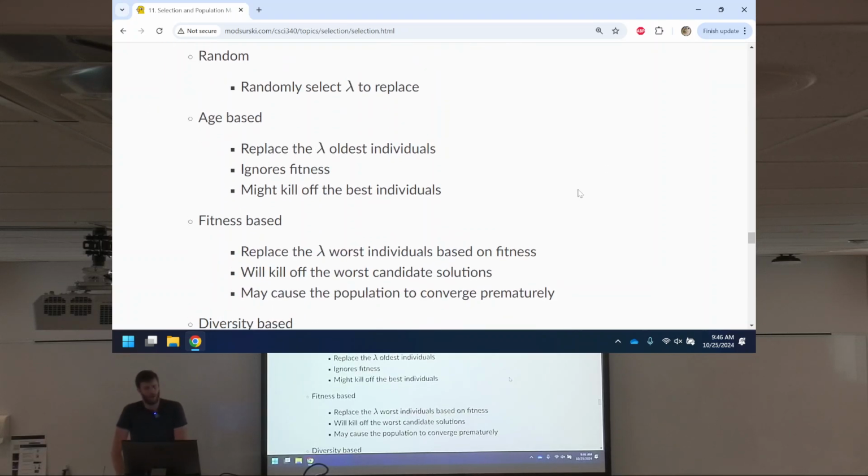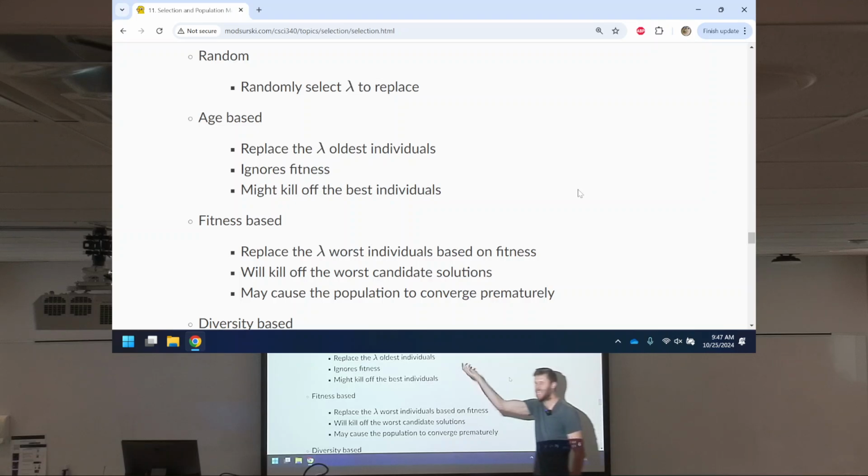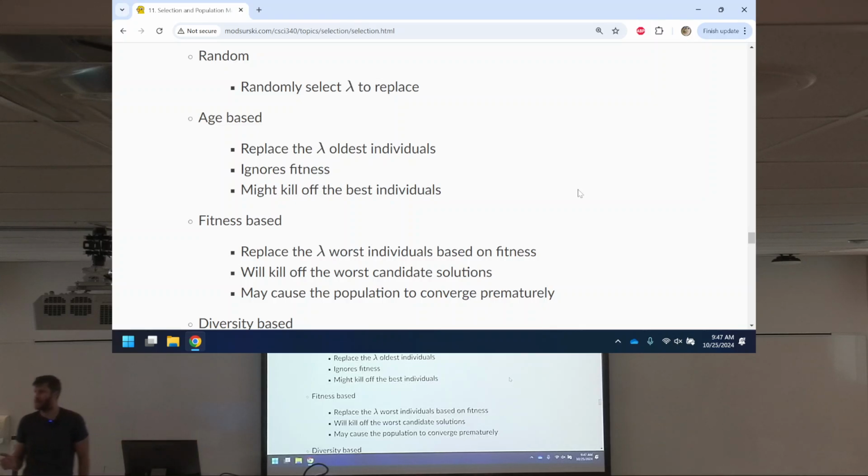Random. Randomly select lambda to replace. Remember, lambda is the number of things I've selected. Okay, yeah, a uniform strategy. That could work. There's nothing wrong with that. Age-based. Replace the lambda oldest individuals. So this would require a little bit of extra bookkeeping where for each chromosome in the population, we would need to know how old it is, like how many mating events it's existed for, for example. So this particular strategy ignores fitness, but it might kill off the best individuals, which isn't necessarily a bad thing for the search as a whole, but that could happen.